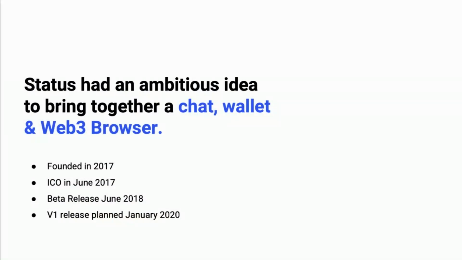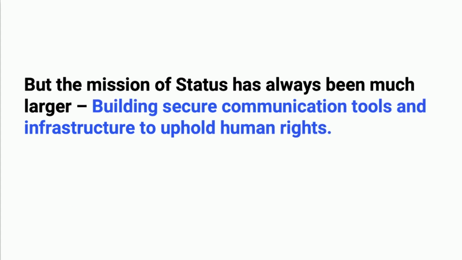Initially, the idea of Status was to build together a chat, a wallet, and a Web3 browser on Ethereum. It was founded in 2017, with an ICO in June 2017. Then a year later, we went into beta, and next year we are planning for V1. The mission was to build secure communication tools and infrastructure to uphold human rights.